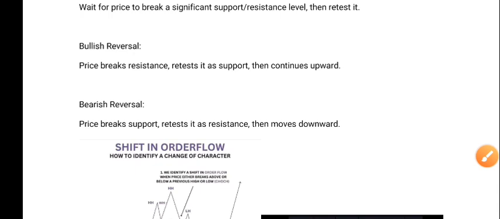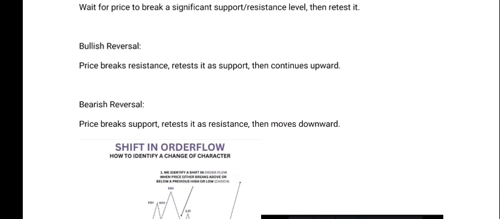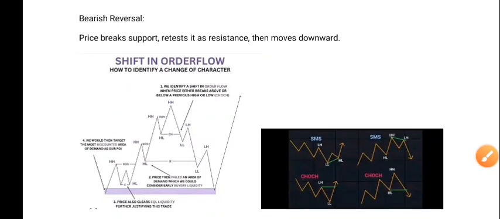Bearish reversal, same thing. It's an uptrend, then it breaks what? Support, and then you come back and do what? It breaks support and comes back as resistance, and then goes downward. So you can see both of them. You can see it here. I'll be showing you the two types of ways you can use to identify this reversal.